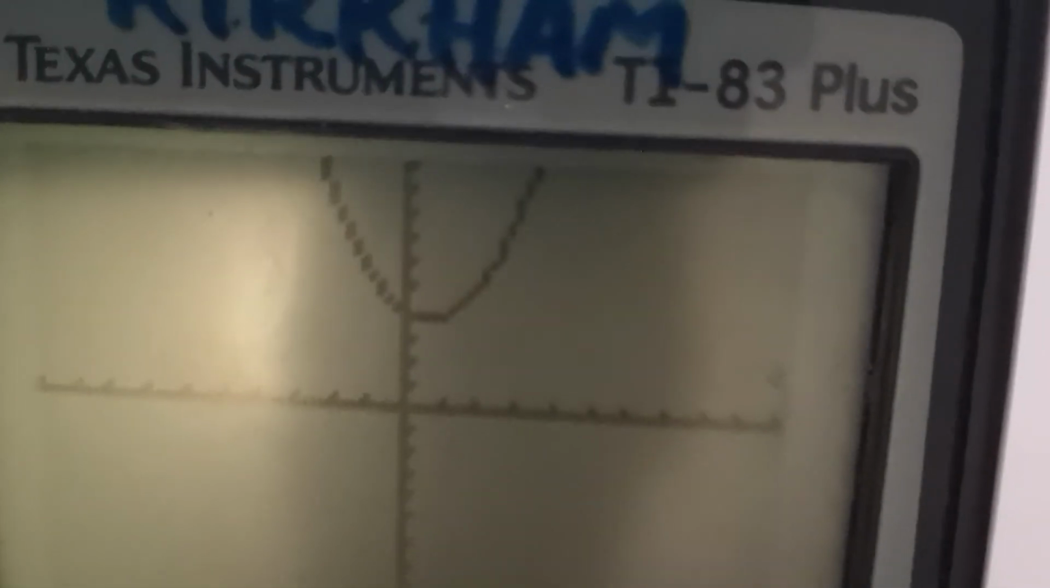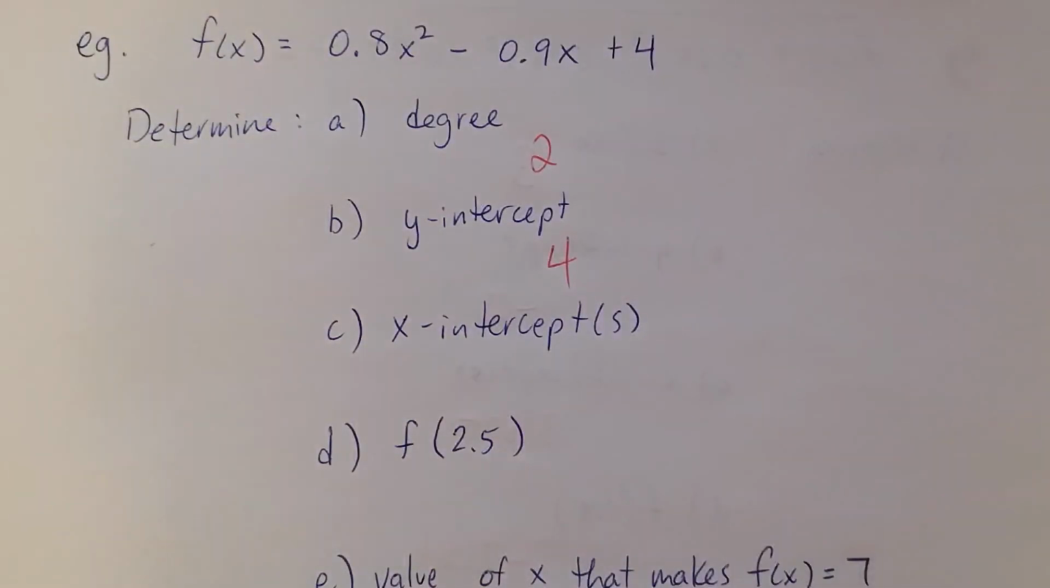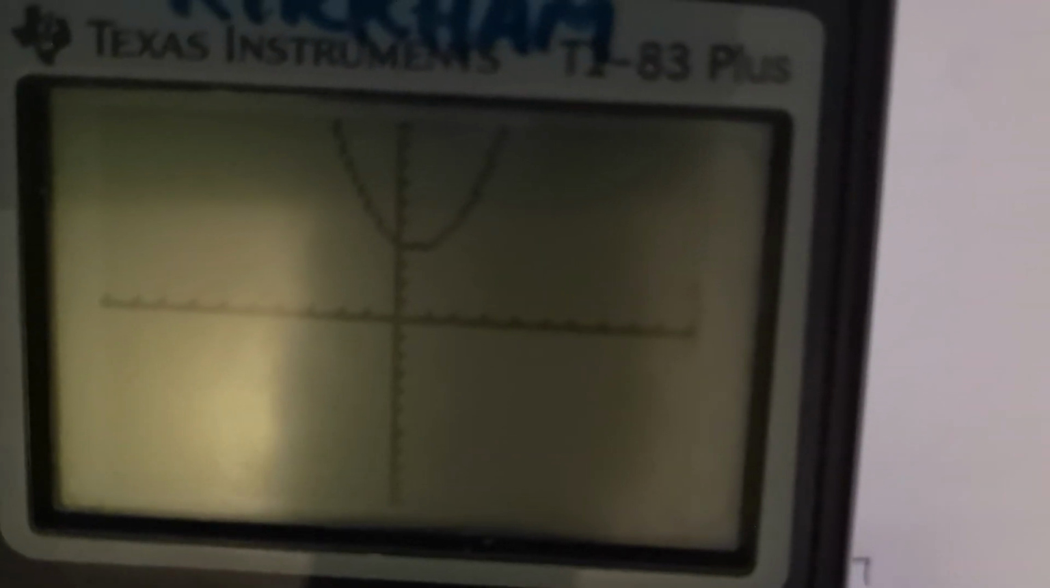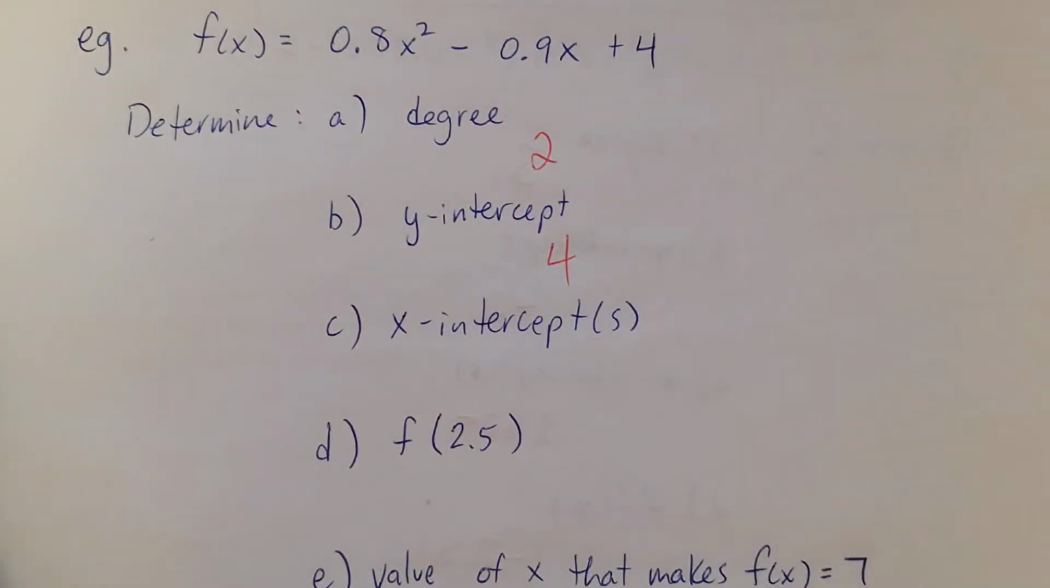Here's what mine looks like. Parabola, not very exciting. We're looking for the x-intercept, where it hits the x-axis. The x-axis is this. This function does not hit the x-axis.